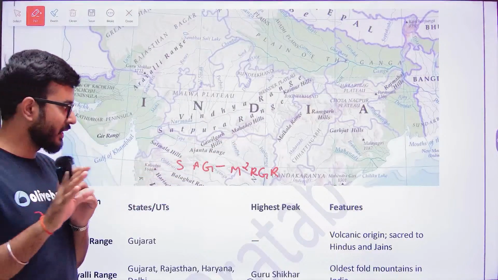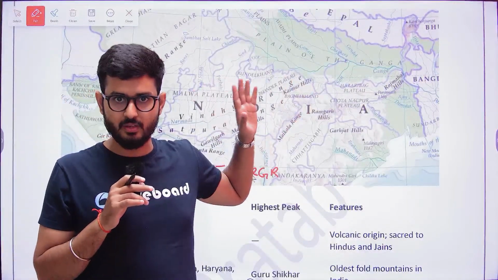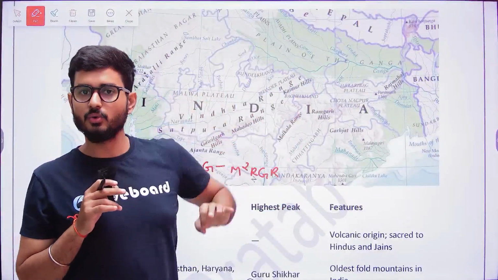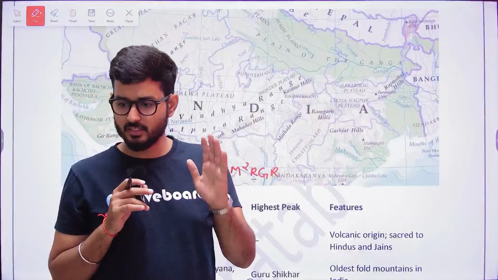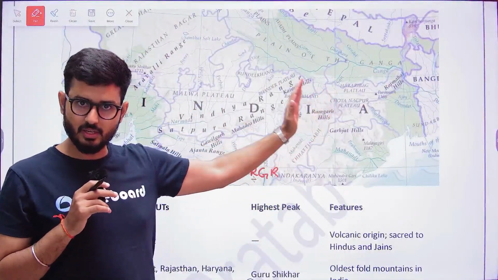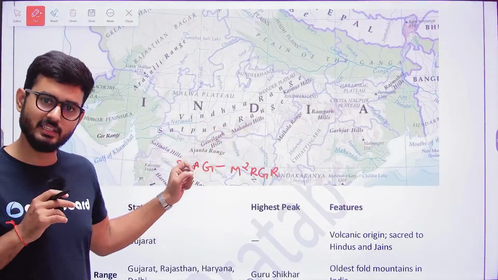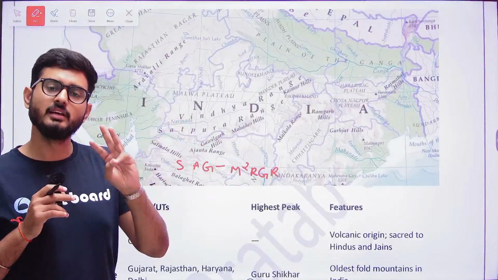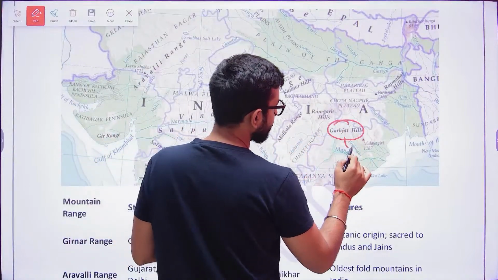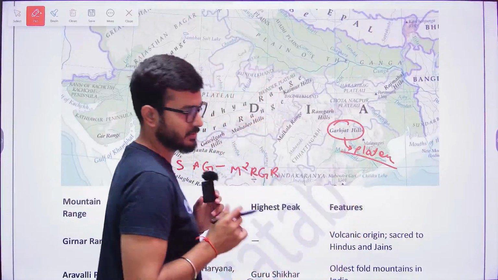Now, see, there is not much to do in these hills. When we talk about the importance, the only questions they can ask you from this level are: first, the arrangement; second, some of the peaks that are there in these mountains; third, these particular hills are a part of which plateau?